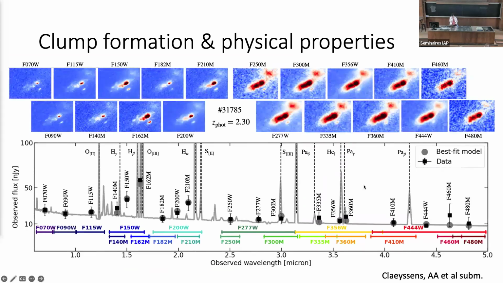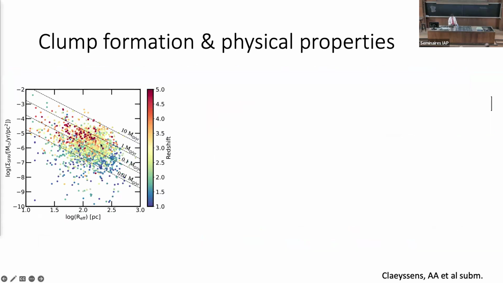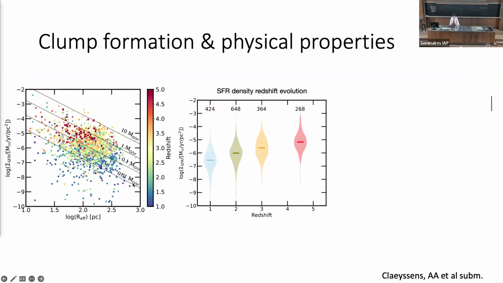So this is an example of the SEDs of clumps. You see essentially that when the medium bands are available, we are able to see emission lines. So we have a tighter constraint on the physical properties of the clumps. And what we do with that is that, for instance, we see as a function of size an increase in star formation rate density of clumps as we go to higher redshift. It seems that there is an evolution.